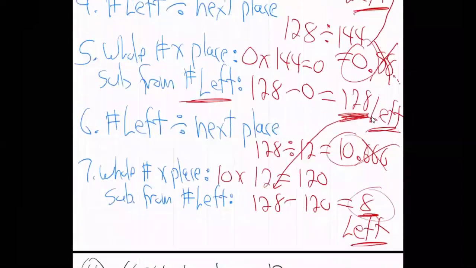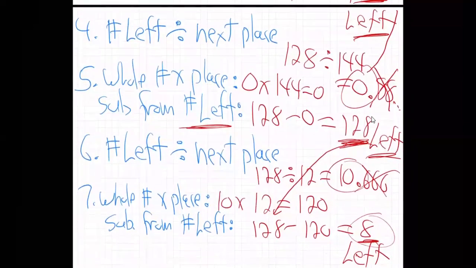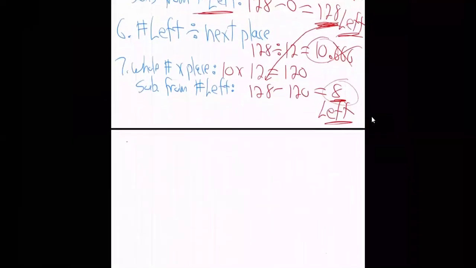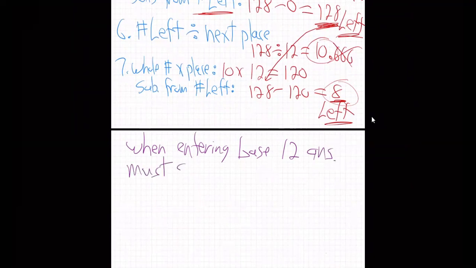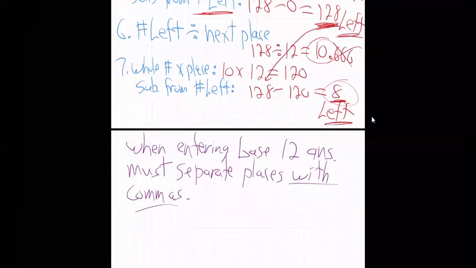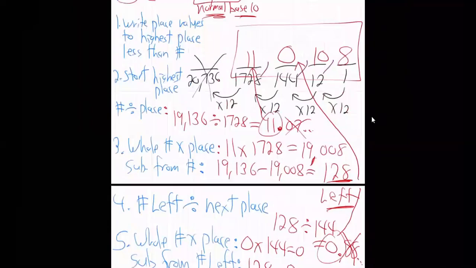Let me write that for you down here. Let me add a page where I can write that clearly for you. So when entering base 12 answers, you must separate the places with commas. You must separate the places with commas. Why? Well, let me show you. So first off, let's write the correct answer, 11,010,8.